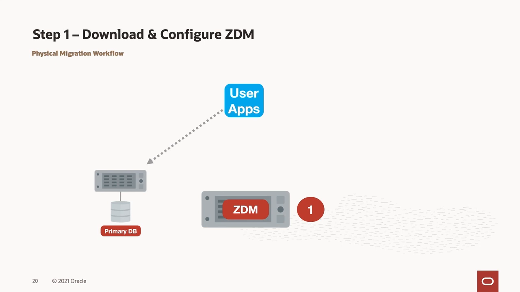Now, once you have downloaded, installed, and configured ZDM, what you have to do is there's a response file with information of the source database, information of the target database, connectivity information, backup location, etc. That needs to be filled with the right information. And when that's done, then we move to step number 2.